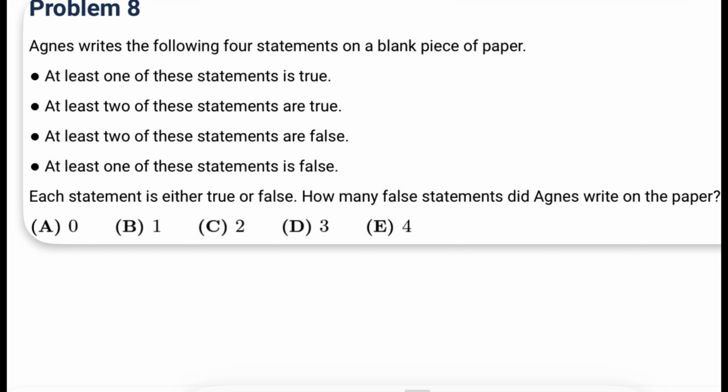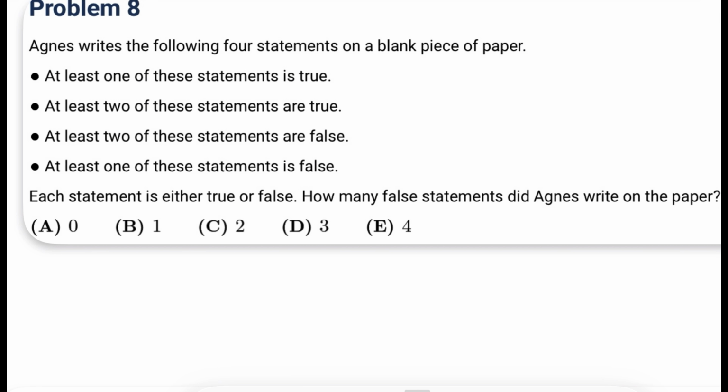Agnes writes the following 4 statements on a blank piece of paper. At least one of these statements is true. At least 2 of these statements are true. At least 2 of these statements are false. At least one of these statements is false. Each statement is either true or false. How many false statements did Agnes write on the paper?